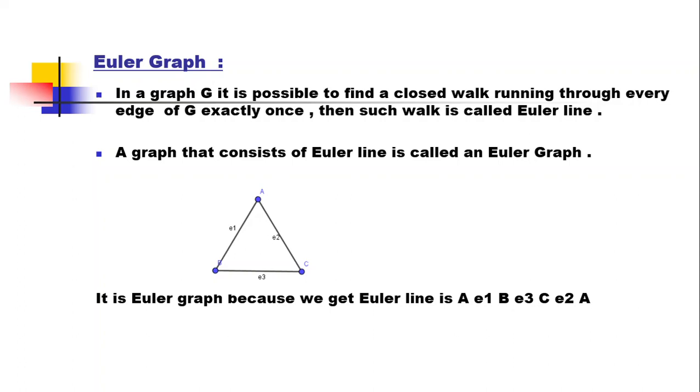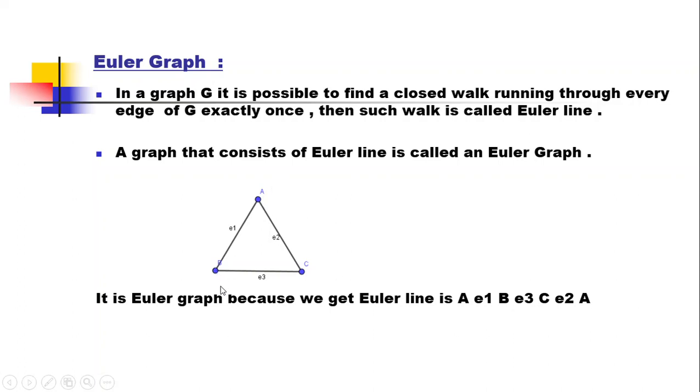You have to consider a closed walk running through every edge of G exactly once, meaning ग्राफ की सभी एज इसमें कवर होनी चाहिए वो भी exactly one time. Then such a walk is known as an Euler line, and such a graph that consists of an Euler line is called an Euler graph. For example, here we consider a three vertex graph ABC, and there are three edges.